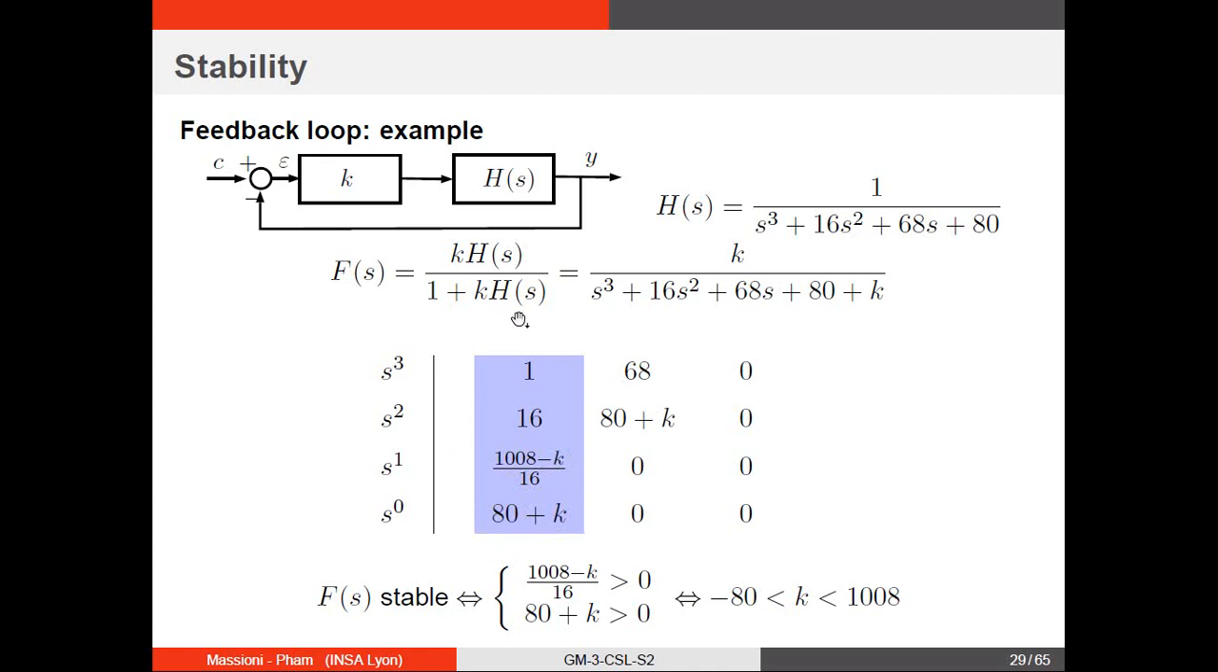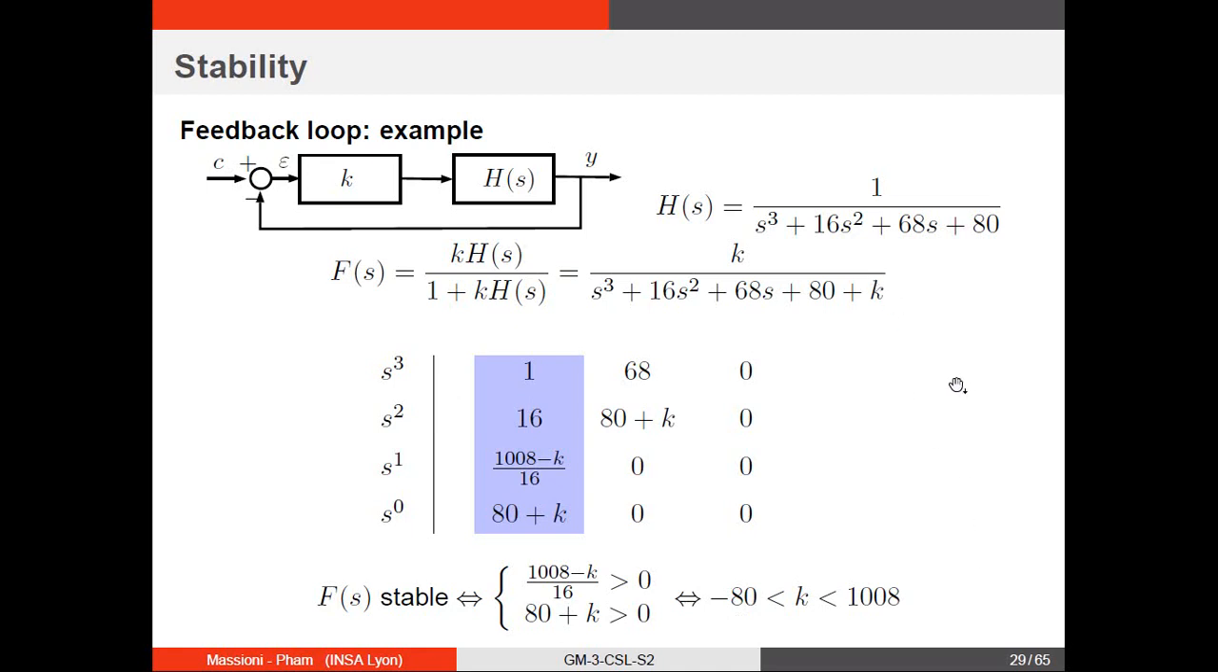So this is stable when all of these have the same sign, so 1 and 16 are positive, which means this one needs to be positive. So when this is positive and this is positive, which corresponds to k greater than minus 80, and k smaller than 1008, we assume k to be greater than 0, so we can say just k between 0 and 1008.